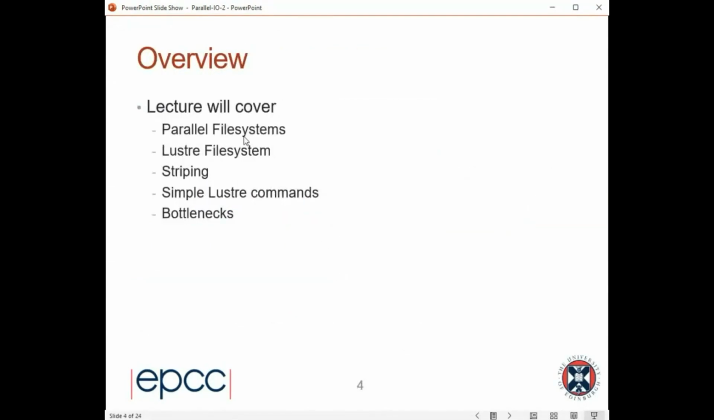So we'll cover parallel file systems, what Lustre is, what striping is, which is the key technique Lustre uses to get performance, and some simple Lustre commands. And I'll talk conceptually about, given how parallel file systems work, what the potential bottlenecks are. What are the things which can slow us down? What are the things we're going to have to cope with or worry about when we're doing parallel I/O?